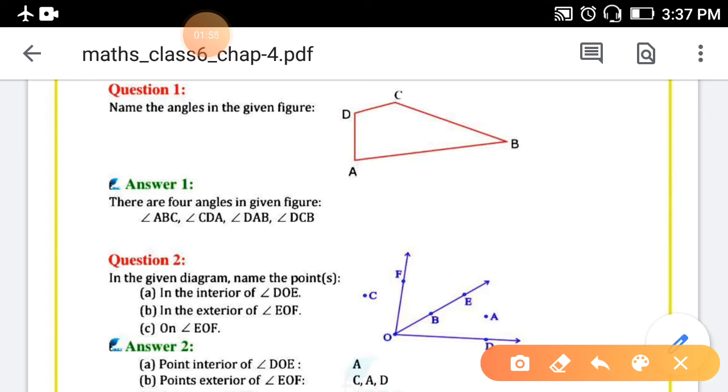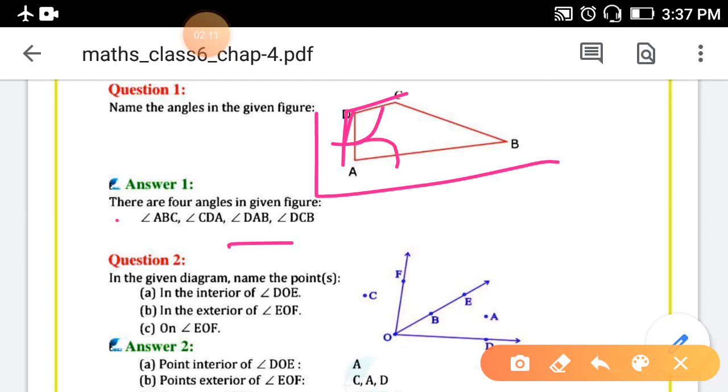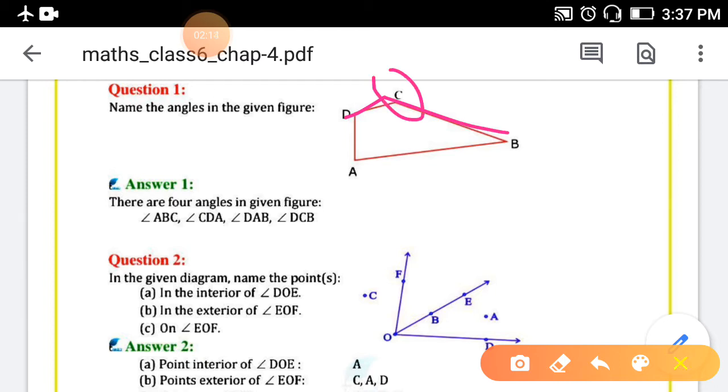So let's see the answers. First angle ABC, that is this one, angle B. Second one CDA, it means angle D. Next DAB, this is the DAB, it means angle A. And DCB, so it means angle C.